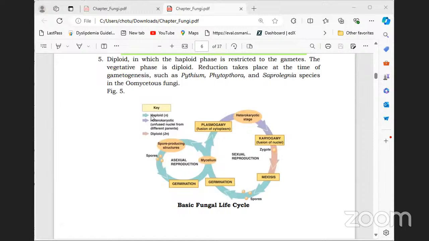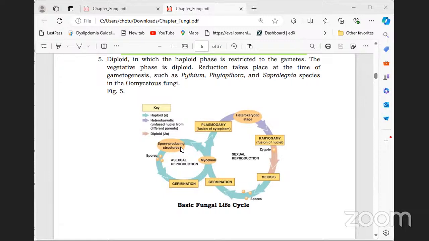See here, the light bluish color represents the haploid condition. Light violet color is the heterokaryotic condition, unfused nuclei from different parents. Light pink color is the diploid condition.